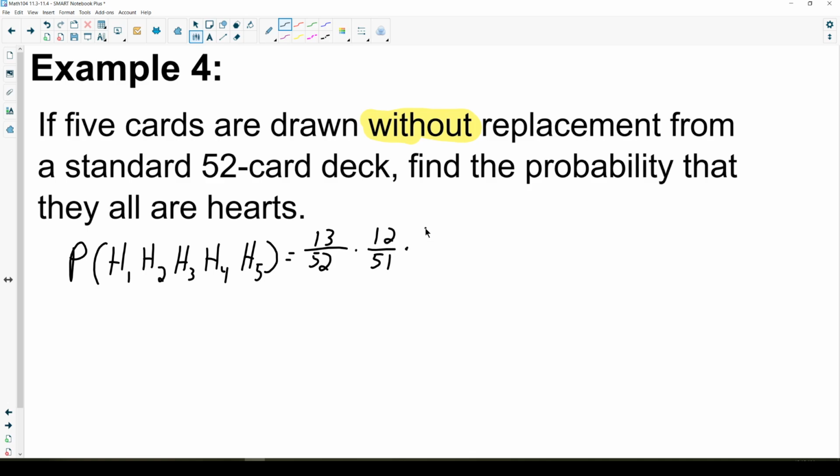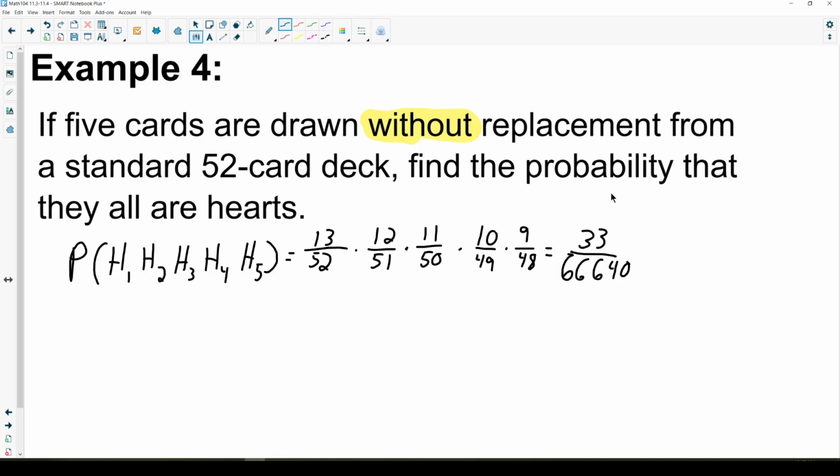Same for the third heart, only 11. Then 10. And finally, last but certainly not least, 9 left. Now, these are all the given probabilities. We're just multiplying straight across, which in this particular instance, if you take out your calculator and give that a shot, you'll see that it comes out to 33 over 66,640.